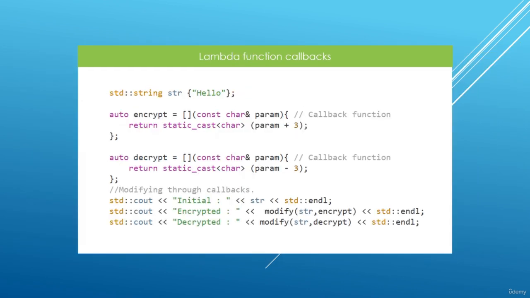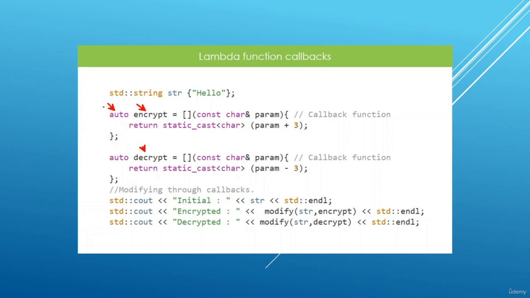So we can go down and set up our callbacks here, and our callback is going to be an encrypt Lambda function here. So we're going to specify our input, and we're going to return a character which is going to be deduced by auto here. We can also set up another Lambda function which is going to decrypt, and we are storing the names for these functions in encrypt and decrypt here.